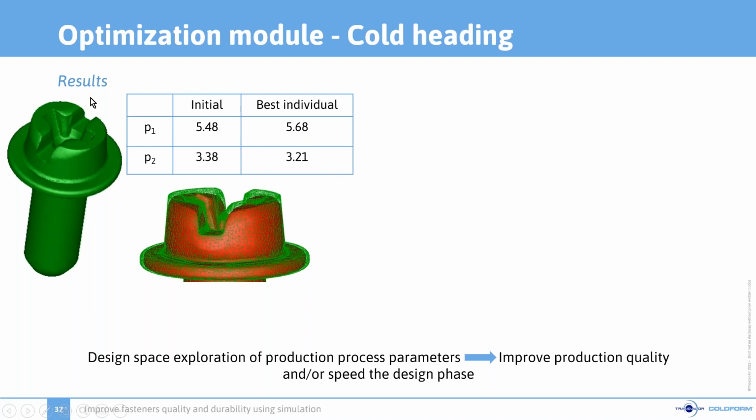The part in green is the best result, the result obtained by the best individual. An overlay between the initial simulation and the best individual is shown here. This overlay shows the improvement made by considering the best individual, the improvement of the head filling.